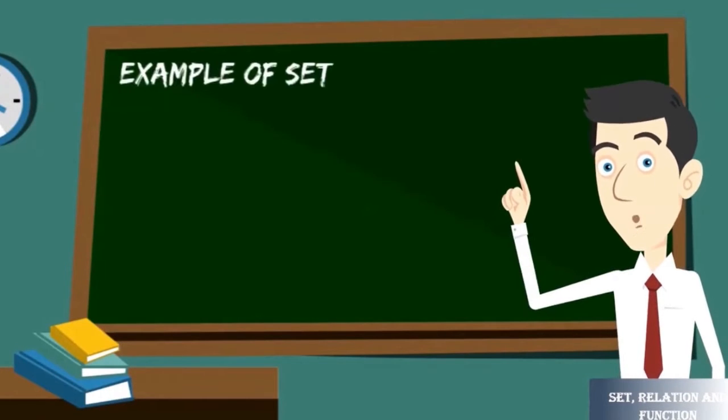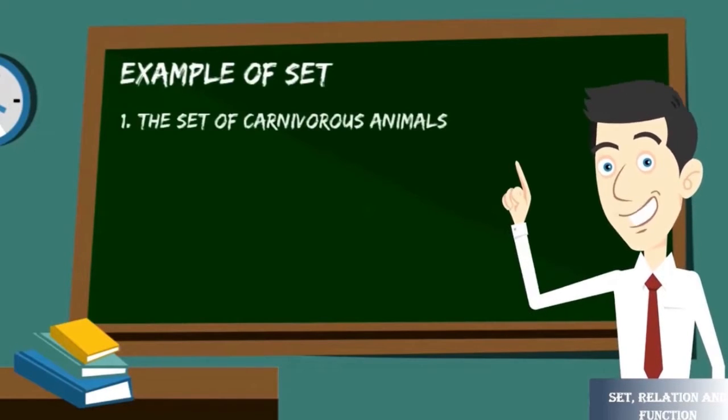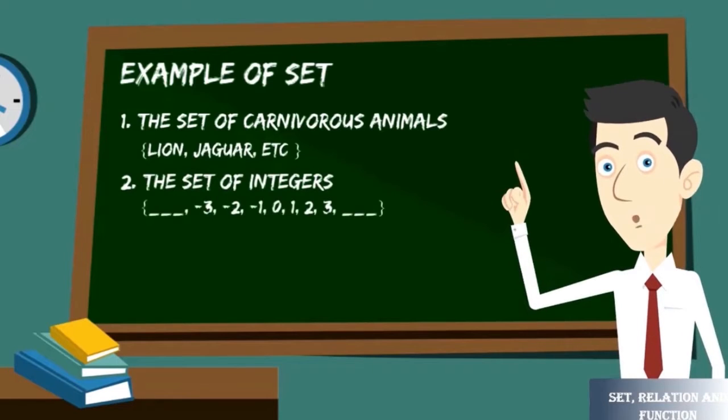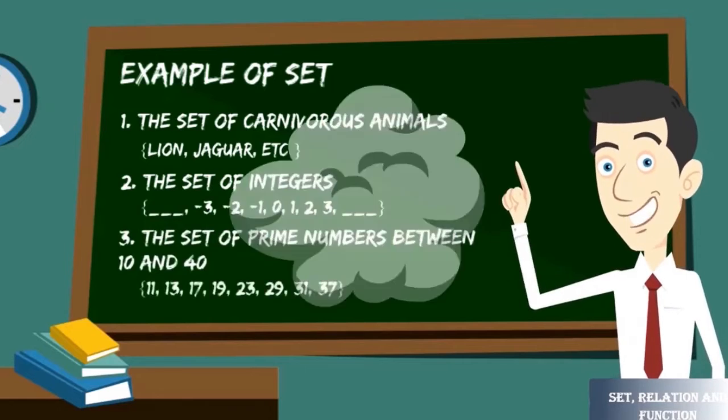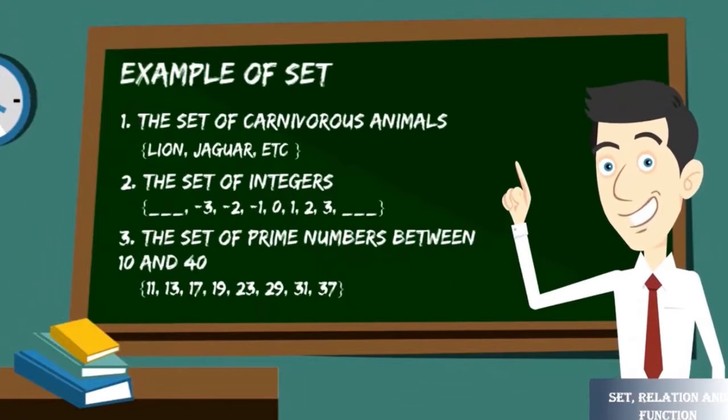So, here's the example of set. First one, the set of carnivorous animals. It is lion, jaguar, etc. And then the set of integers. And the next one is the set of prime numbers between 10 and 40. All of them are called a set because they are defined. For example, the set of integers can be defined. It is between minus infinity and infinity. The set of prime numbers between 10 and 40 can be defined like in this slide.